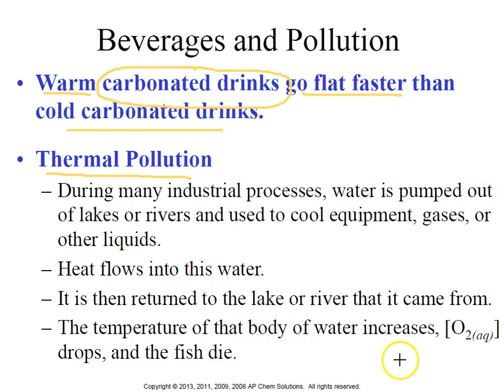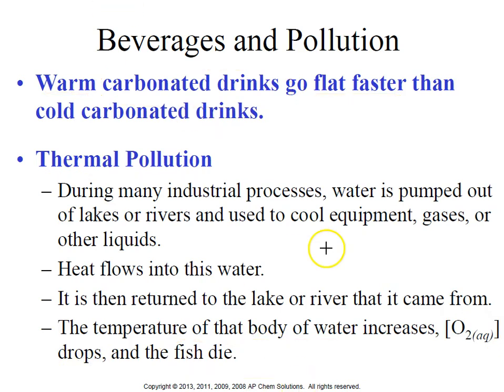Well, the problem is that that warm water is going to cause the temperature of the body of water to increase. And as that temperature increases, our oxygen concentration is going to do what? It's going to decrease. And that is going to cause harm to our fish that are living and depending on that oxygen.